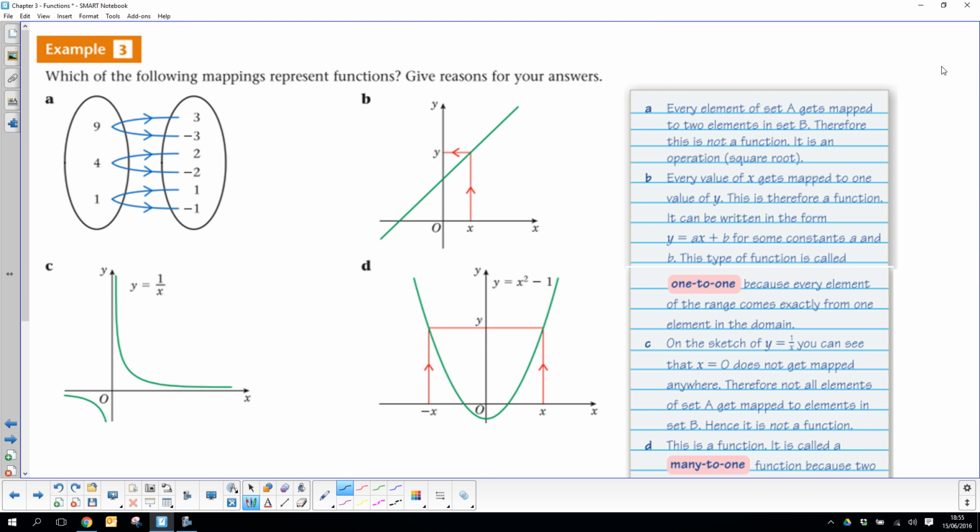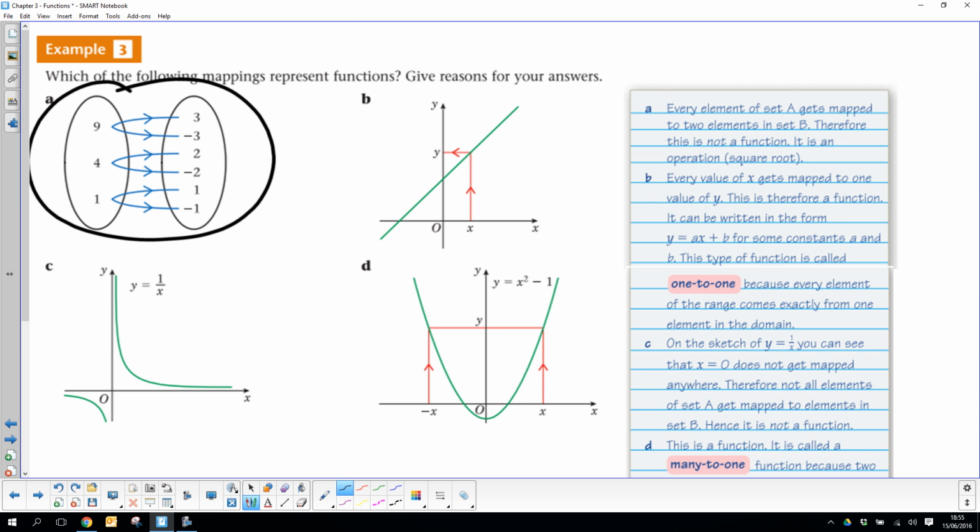Right, moving on, example 3 just starts us looking at identifying what a mapping is and clarifies it all in our mind. It starts off looking at this one. Which of the following mappings represent functions?